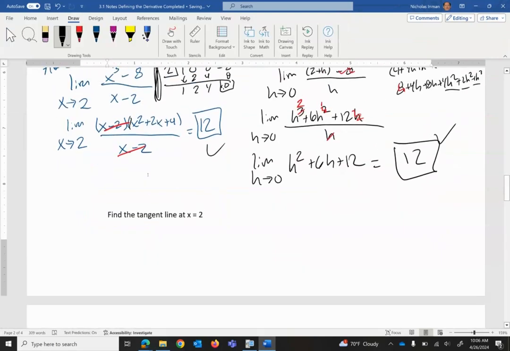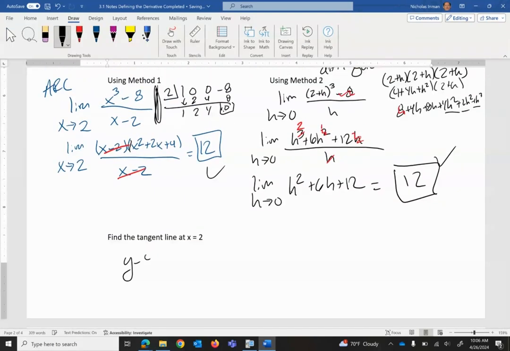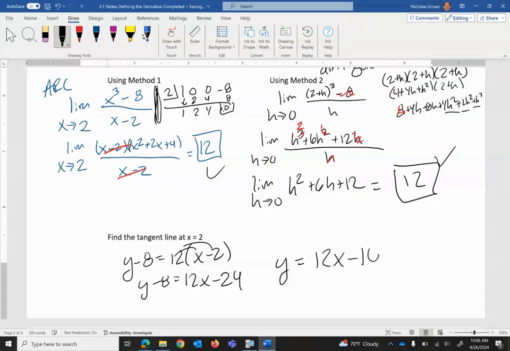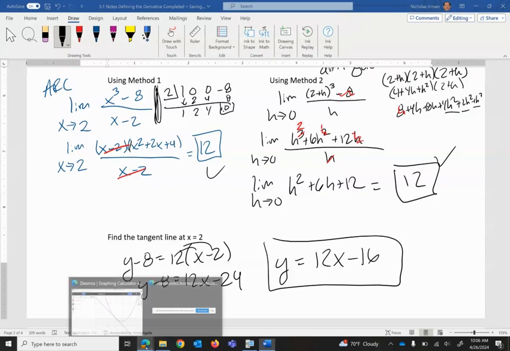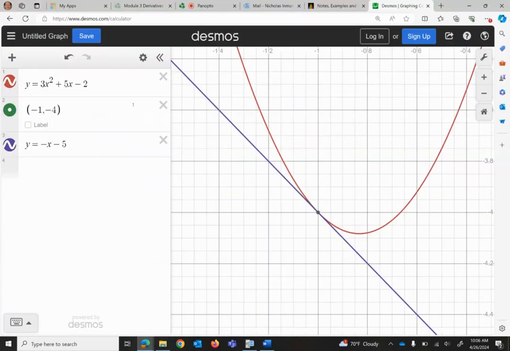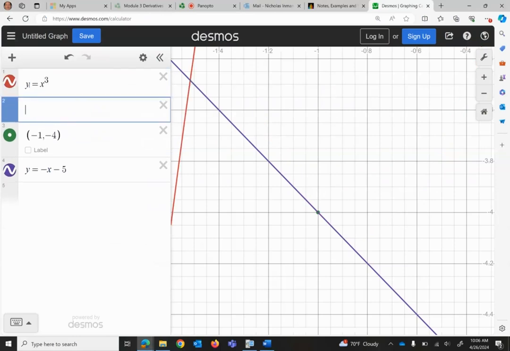All right, so our tangent line at x equals 2: y minus 8, our y value, equals our slope times x minus 2. So distribute the 12, add the 8, and we are here. All right, so let's just check that in Desmos. Our first graph was x cubed. We're at the coordinate point 2, 8.